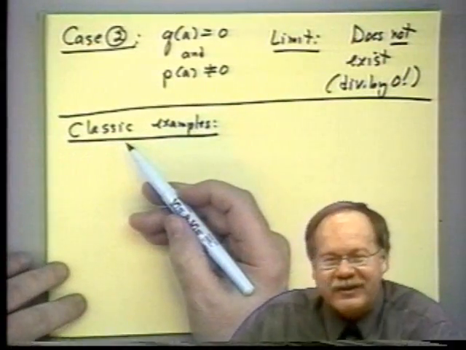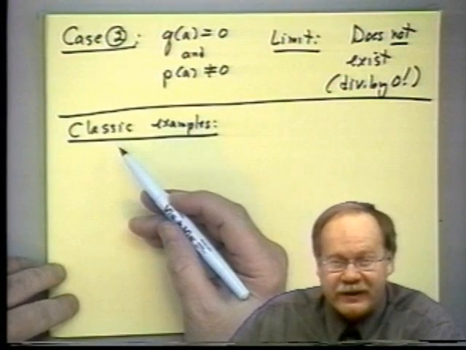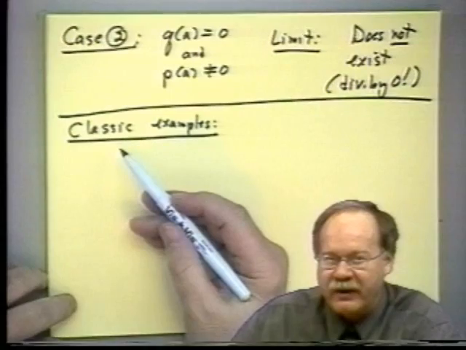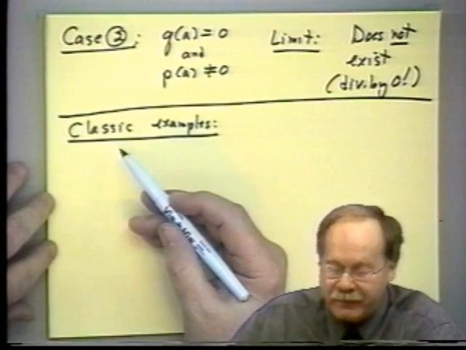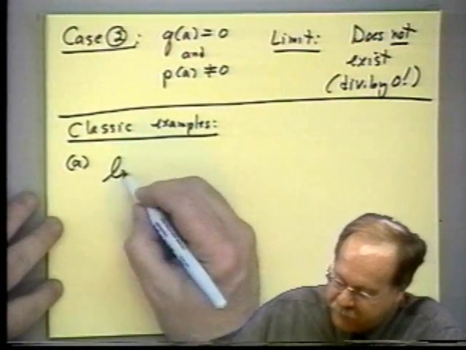When I mention something as classic, I don't mention it just because it's old and authoritative. I mention it because it's one of those examples you really want to remember for the rest of calculus. It is illustrating something that is important and will be repeated. So, classic examples, I'll give you 3 of them.